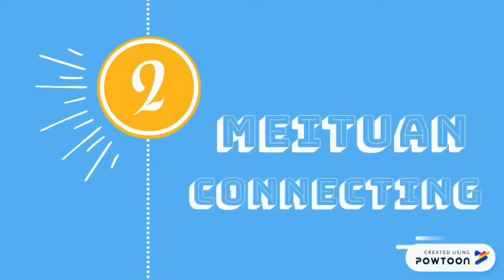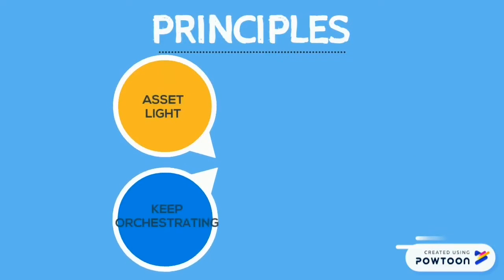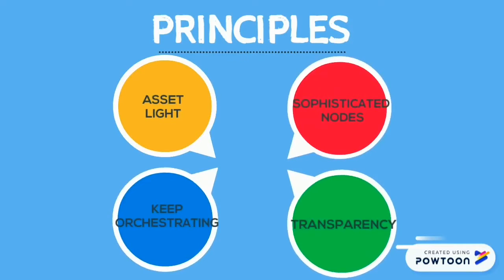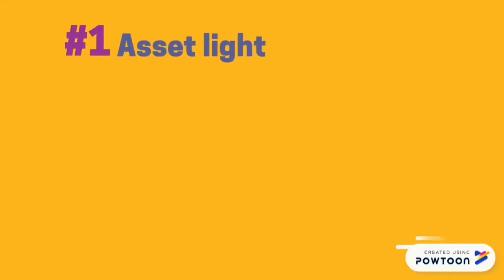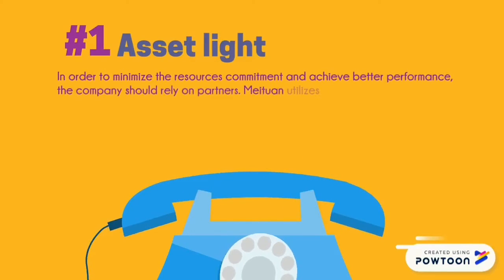The second part for Meituan is its connecting process. There are four principles for connecting: asset light, keep orchestrating, sophisticated nodes, and transparency. In order to minimize the resource commitment and achieve better performance, the company should rely on partners.